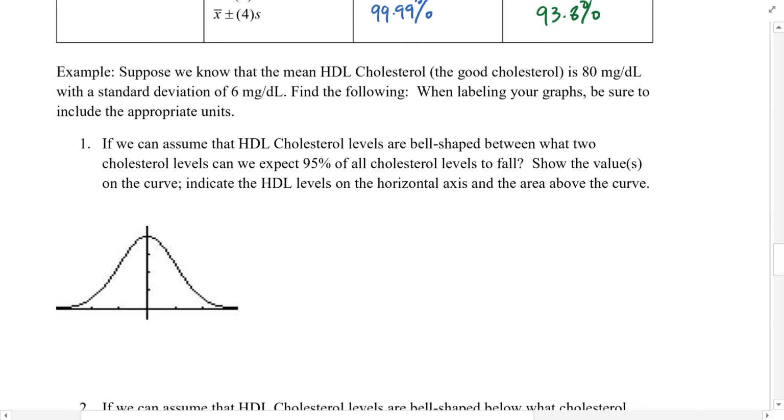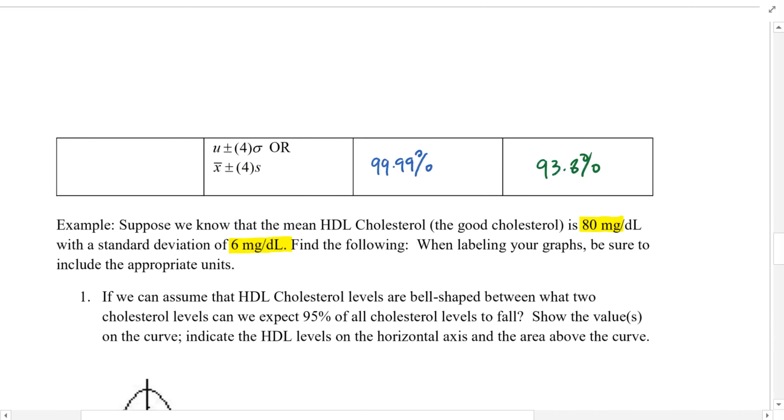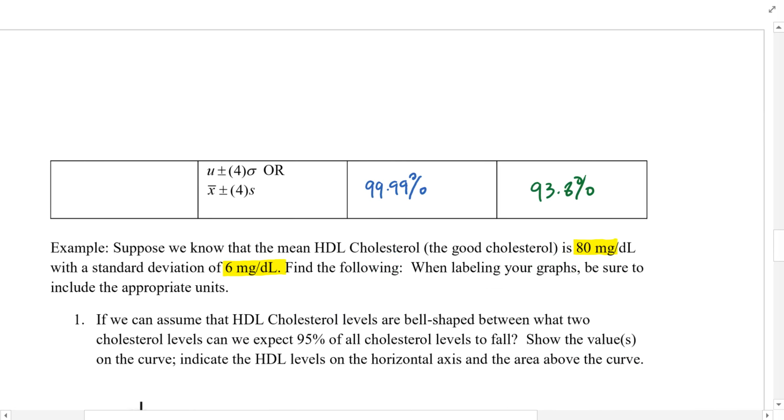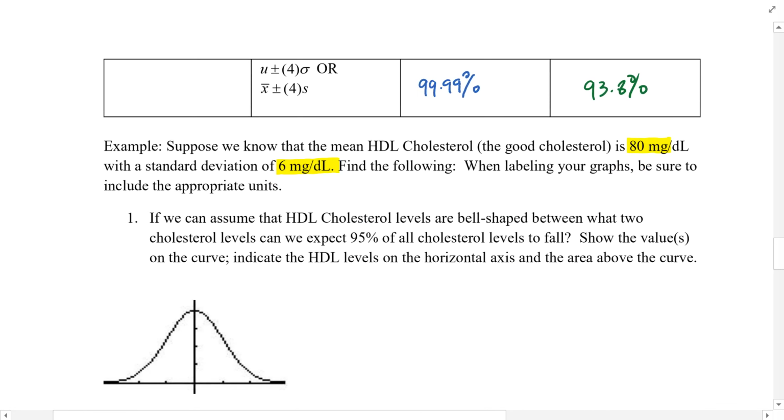Now let's consider an example. Suppose we know that the mean cholesterol is 80 mg per dl with a standard deviation of 6 mg per dl. So find the following. When labeling your graphs, be sure to include the appropriate unit. Okay, so let's think about this. It is cholesterol. If we can assume that cholesterol levels are bell shaped, meaning that I can use the empirical rule.